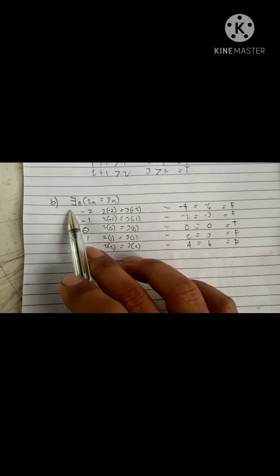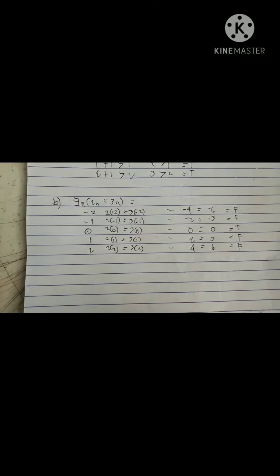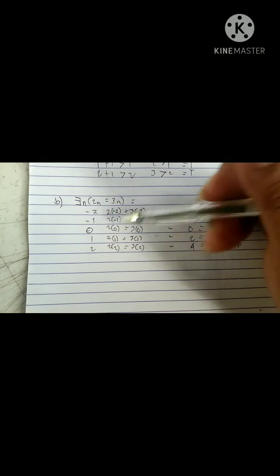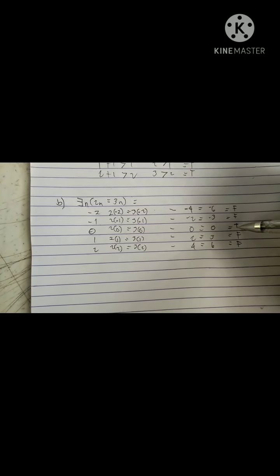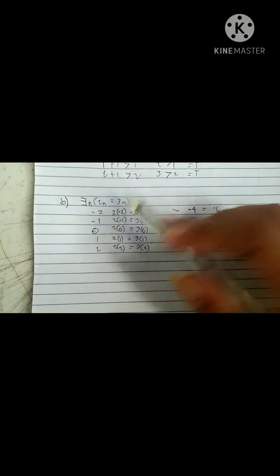So in existential quantifiers, we can only put this statement true if one of these statements has a true value. So since we have a true value here, this statement will also be true.